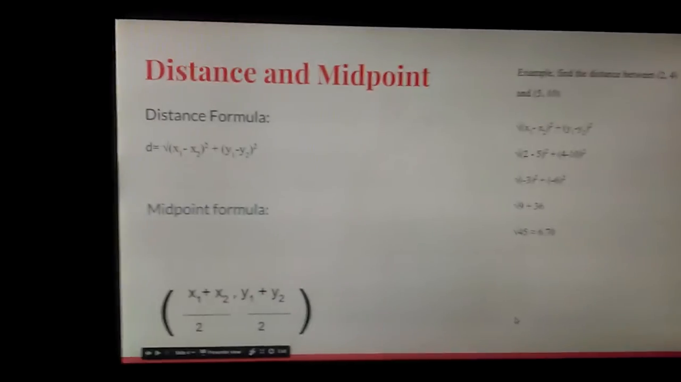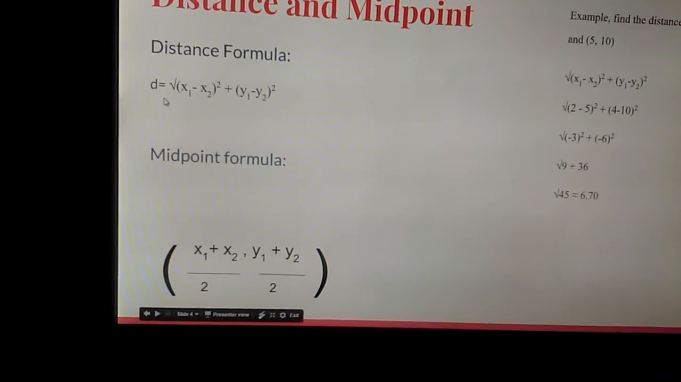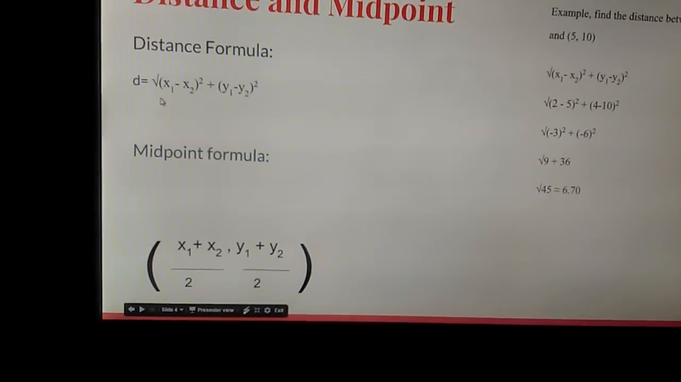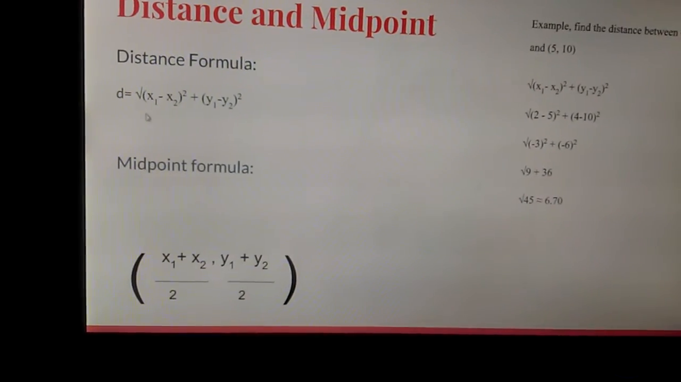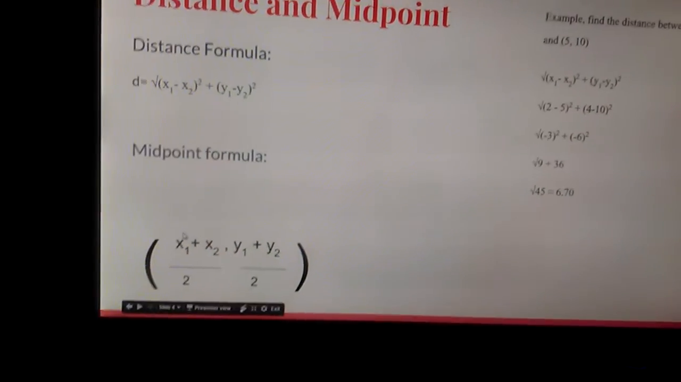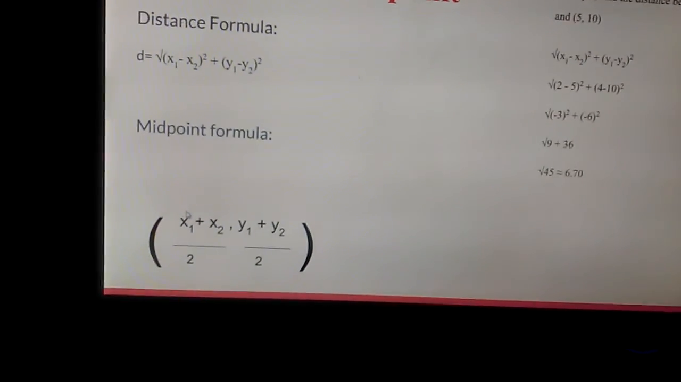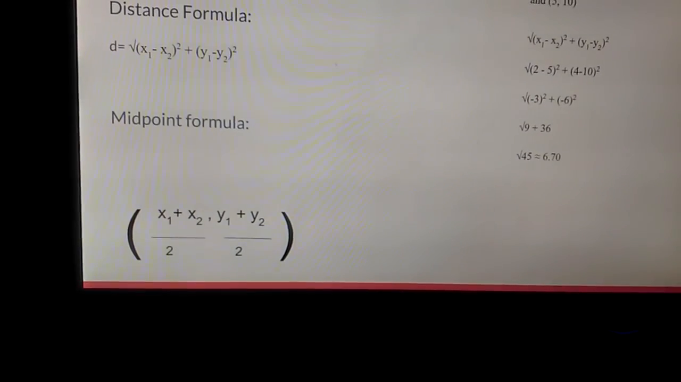And for distance and midpoint, the distance formula is the square root of (x1 minus x2) squared plus (y1 minus y2) squared. And the midpoint formula for x is (x1 plus x2) over 2. And for y, it is (y1 plus y2) over 2.